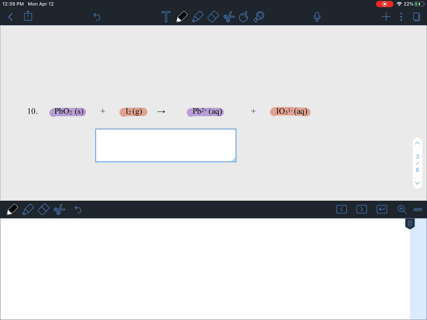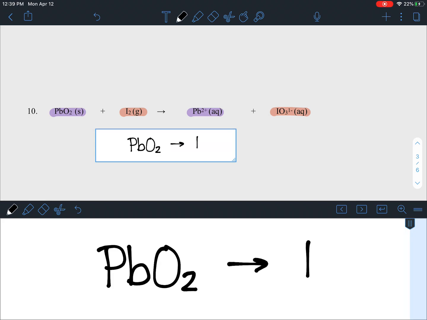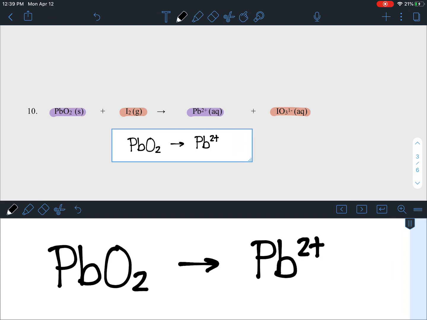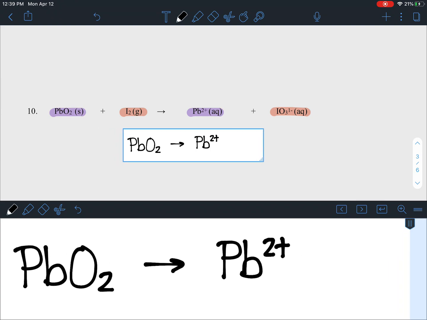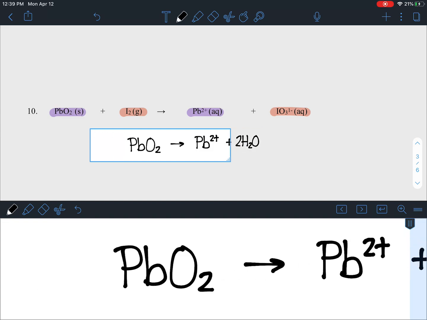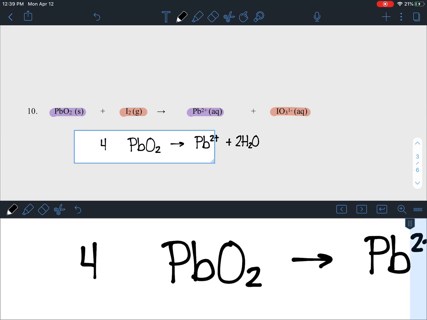Okay, so PbO2, this is problem number 10 from the homework assignment, goes to Pb2 positive. The leads are already balanced, so I will add 2 waters to the product side to balance out the 2 oxygens from the reactant side. Doing that adds a total of 4 hydrogen ions, so I'll go ahead and add that to the reactant side.